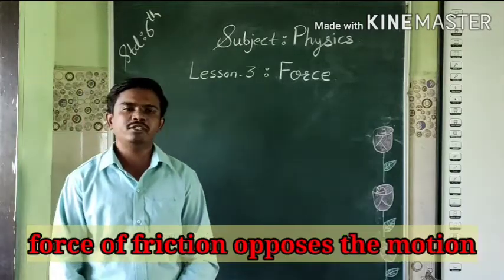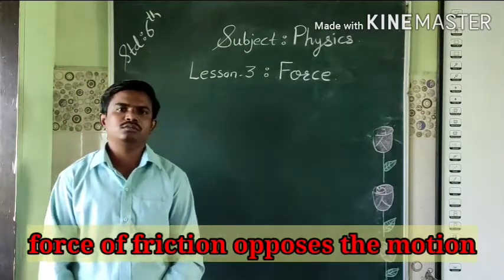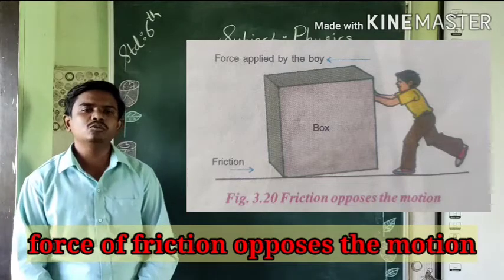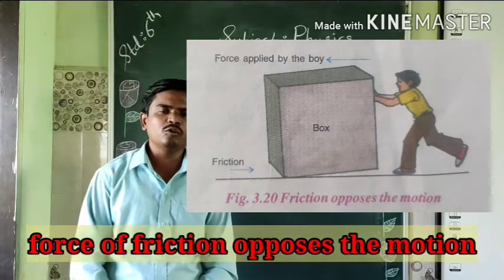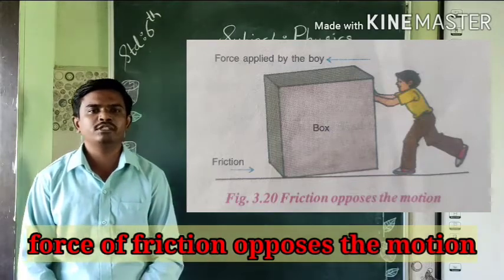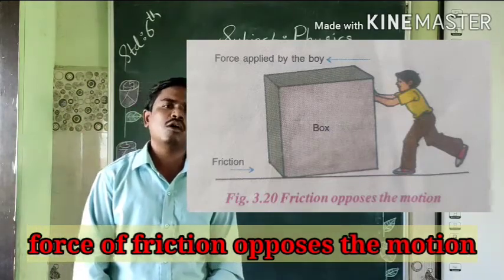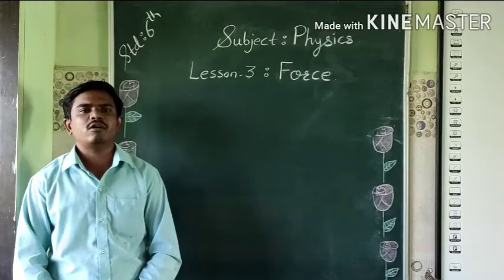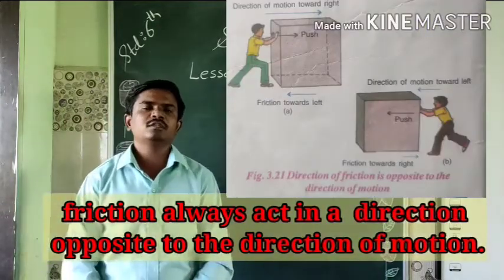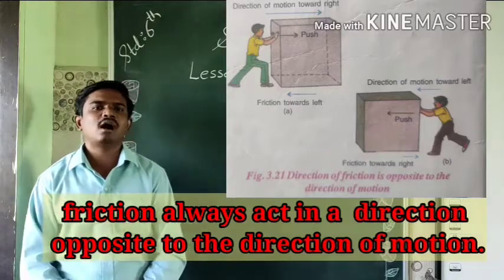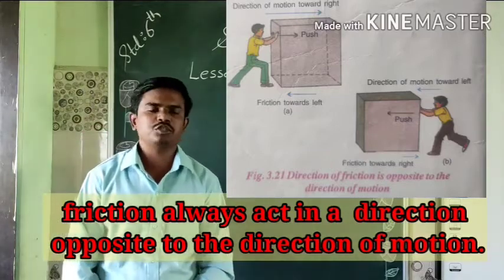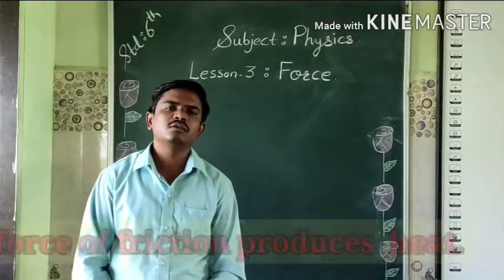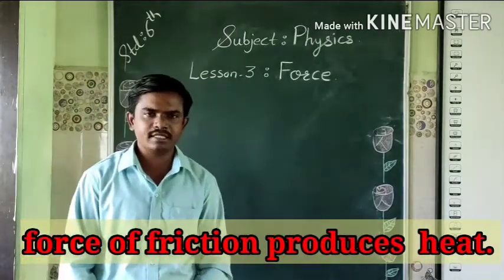First, force of friction opposes the motion. Students, the force of friction acts between two surfaces of two bodies, and this force of friction opposes the motion of the body. Second disadvantage of force of friction: force of friction always acts in the direction opposite to the direction of motion. Third disadvantage: force of friction produces heat.